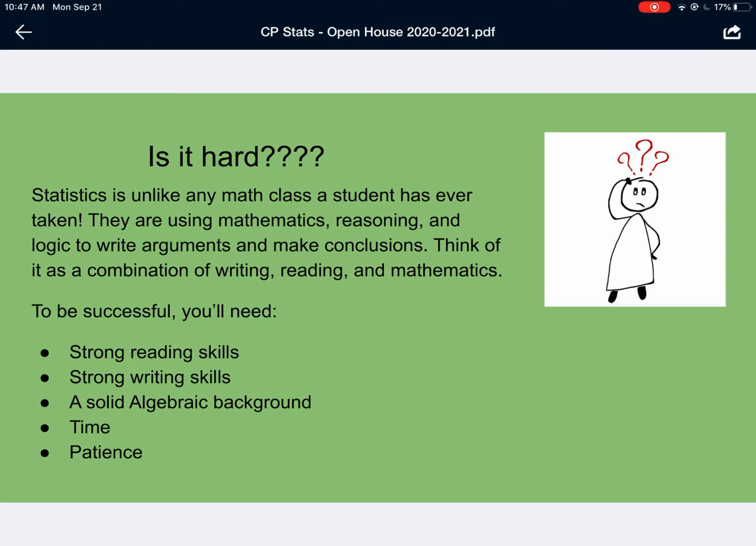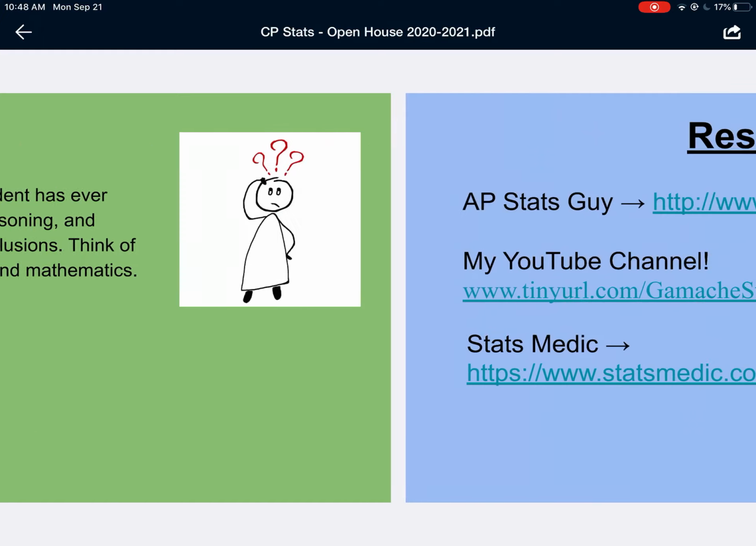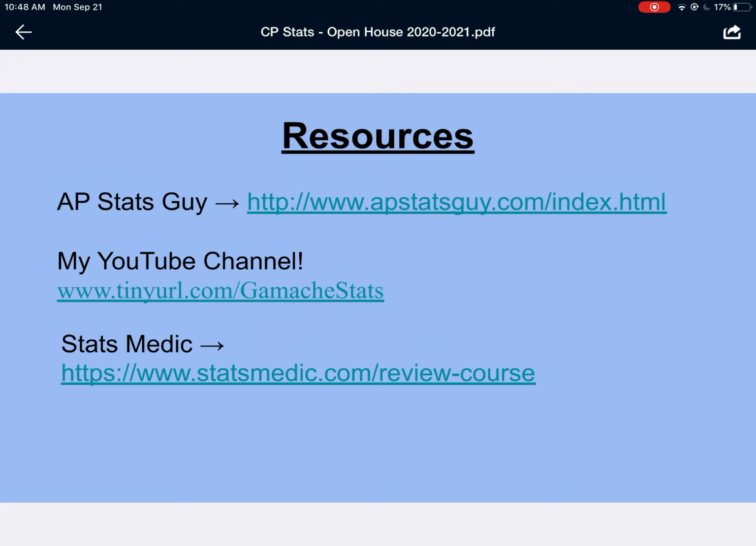Maybe they haven't had success in other math courses, but they come in here and something clicks. I've seen that happen before, and that's what I love about this course. It's really a different type of mathematics.